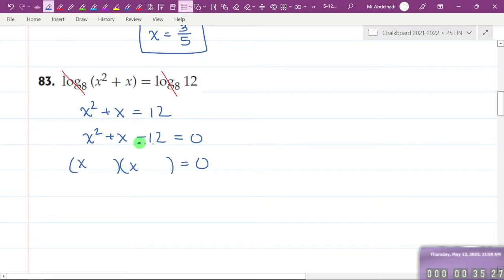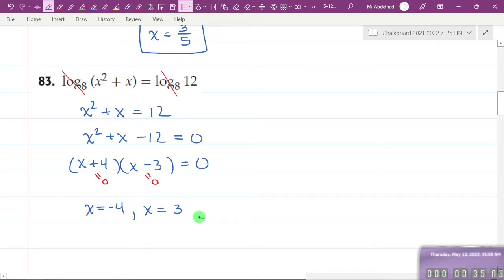Looks like 2 numbers that multiply to give me negative 12 that add to give me positive 1 would be plus 4 and minus 3. Pretty simple. And yeah, it does work. And now I can use the zero product rule, setting each of these equal to 0. I get x equals negative 4 and x equals positive 3.